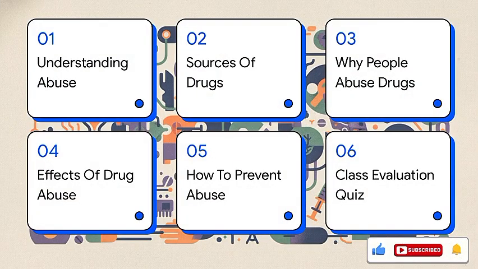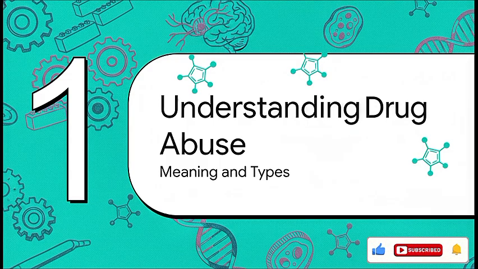Okay, let's take a quick look at our lesson blueprint for today. We'll start by truly understanding what drug abuse is. Then, we'll look at the sources of these drugs and why people abuse them. After that, we'll cover the effects, how to prevent it, and finally, we'll wrap up with a quick 5-question class evaluation quiz to see what you've learned. Right, let's jump directly into Section 1, Understanding Drug Abuse.